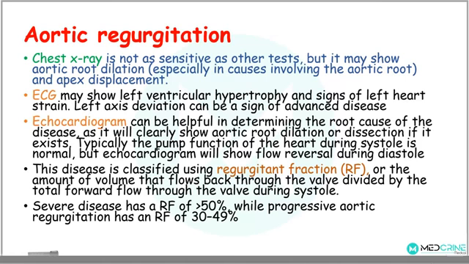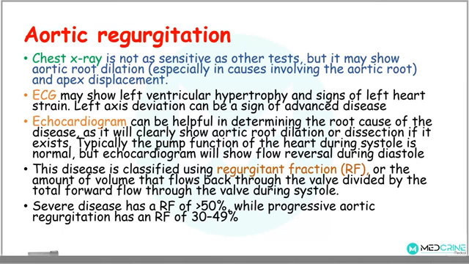In aortic regurgitation, a chest X-ray is not as sensitive as the other tests, but it may show an aortic root dilation, especially in cases involving aortic roots and the apex displacement. When doing an electrocardiogram, it may show a left ventricular hypertrophy and some signs of left heart strain, a left axis deviation, which may be a sign of an advanced disease. And an echocardiogram may be very helpful in determining the root cause of the disease, as it will clearly show the aortic root dilation or a dissection if it exists.